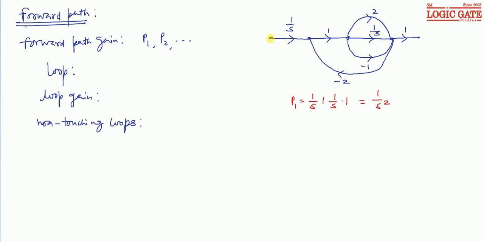Second forward path is 1 by s, 1, 2 and 1. So its gain is 2 by s. So in this signal flow graph we have two forward paths. Now let's see the loops. I will write the loop gain. Loop is a path which starts and terminates at the same node without repetition of any node in between.